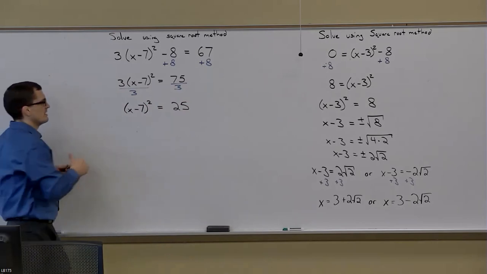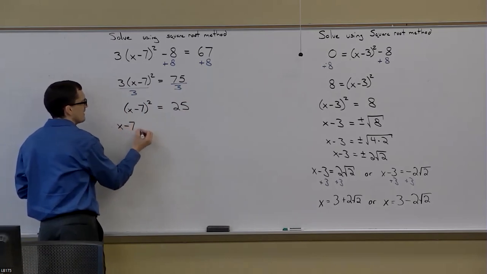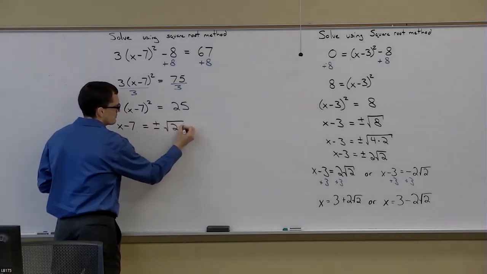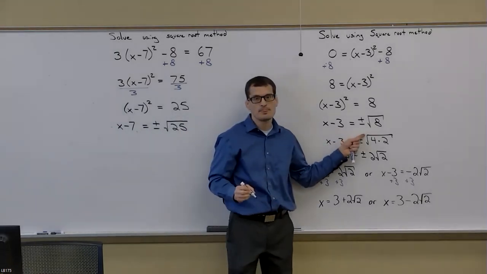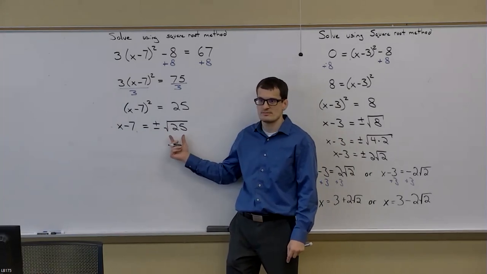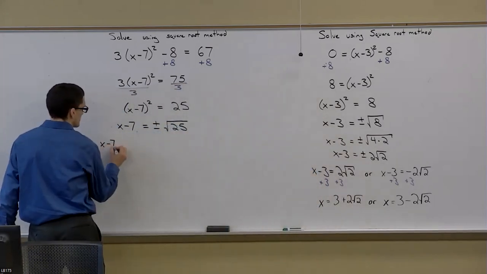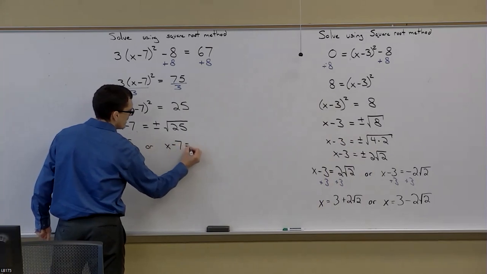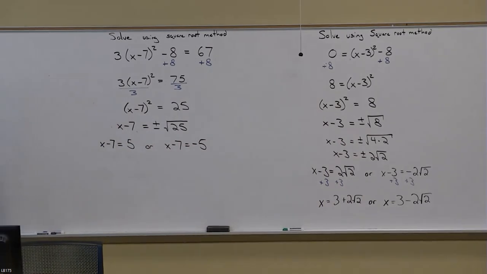Once you have this set up, then we can apply that square root property and say, well, x minus 7, therefore, is either equal to the positive version or the negative version of the square root of 25. Now, unlike this previous problem, the square root of 25 is a whole number. It's 5, right? So we either get x minus 7 is equal to a positive 5, or x minus 7 is equal to a negative 5. It's because square root of 25 is 5.